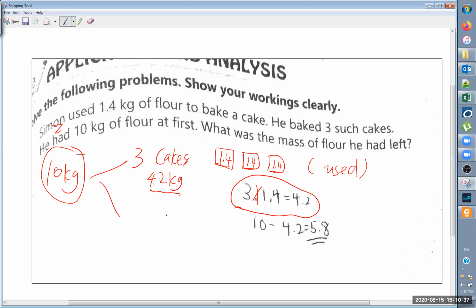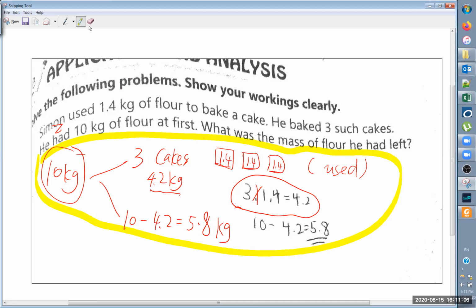Once you have used 4.2, you start with 10 kg, you use 4.2. So what is left is, of course, you use what operation? Minus. Yes, very good. So basically you have 10 minus 4.2. Therefore you get 5.2. Remember, every answer should have a unit. So this is the branch I expect you to draw next time. Oh, by the way, you are supposed to write down the left here, because what the question is asking is left.